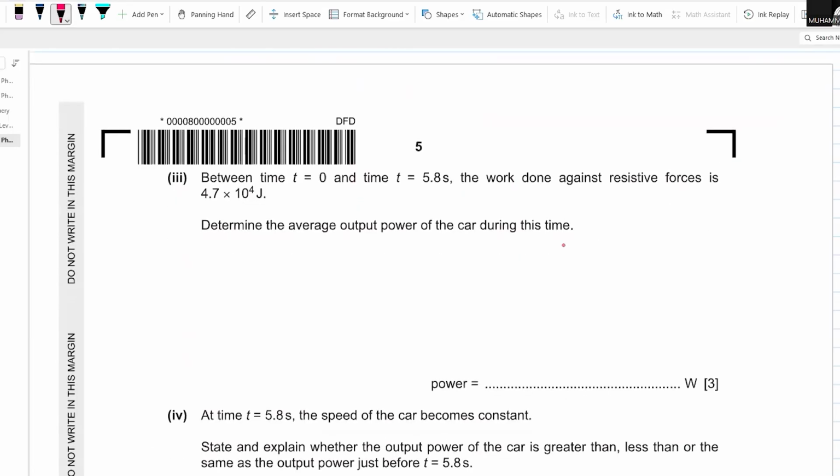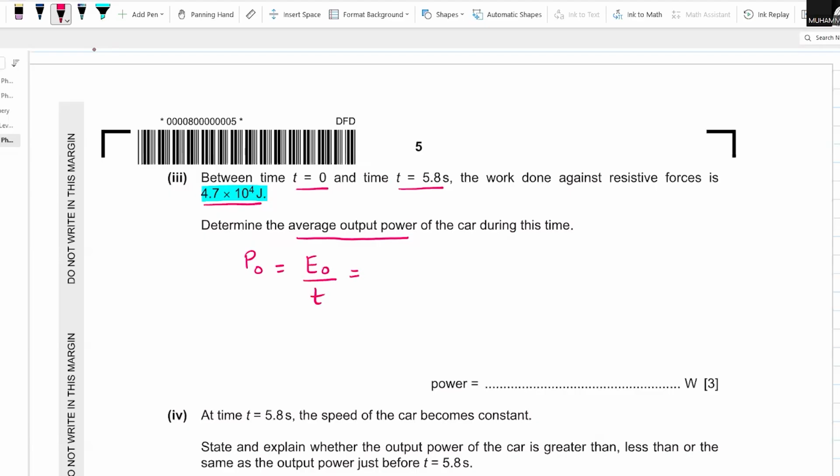Between time t is equals to 0 and time t is equals to 5.8 seconds, the work done against the resistive forces is this. Beta, against resistive forces we are doing this much work done. Calculate the average power output of the car during this time. Okay, you have to calculate the power output of the car during this time. Power output is equals to energy output divided by time.